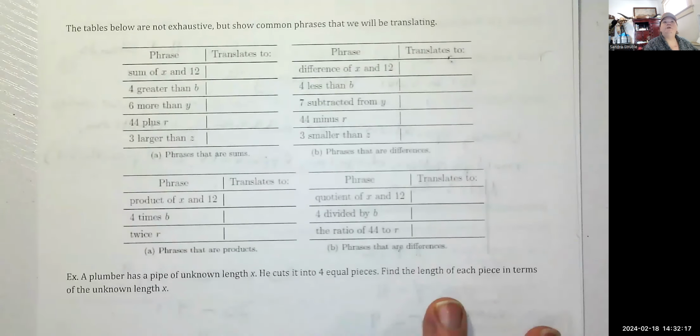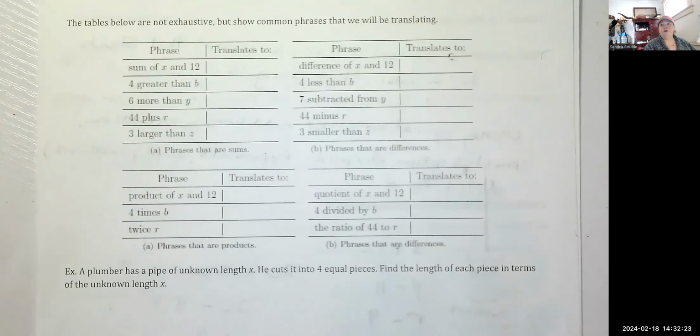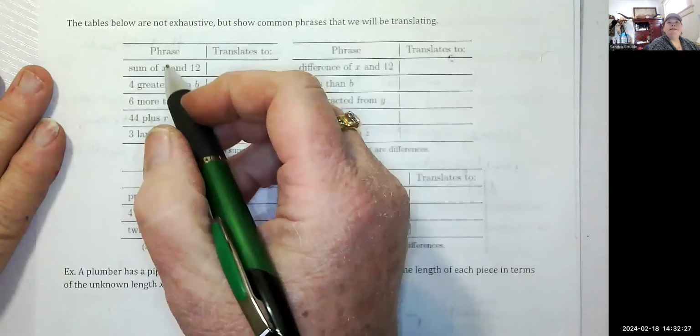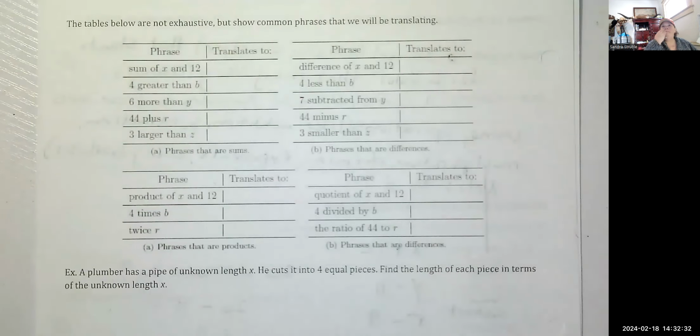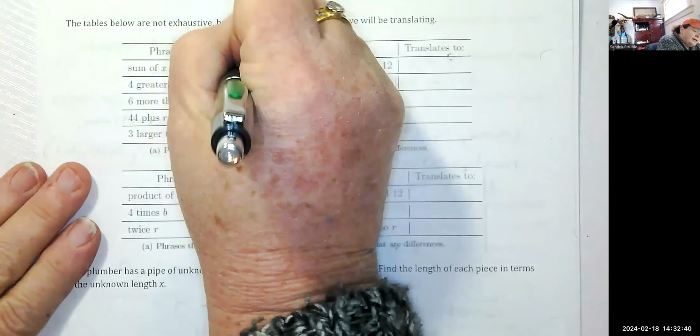Next one. This is going to give us a lot of really good things to work on. This is great for your arsenal for word problems. So let's do some translation here for what these things mean. The tables below are not exhaustive. That means not showing everything, but it shows common phrases that we will be translating. So for the phrase, the sum of X and 12, that's just X plus 12.